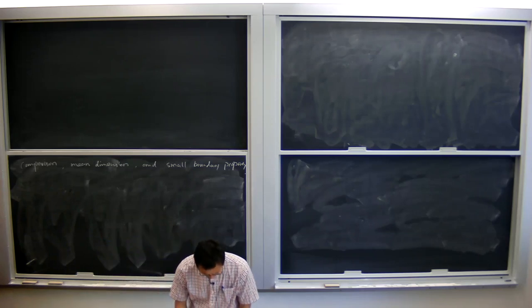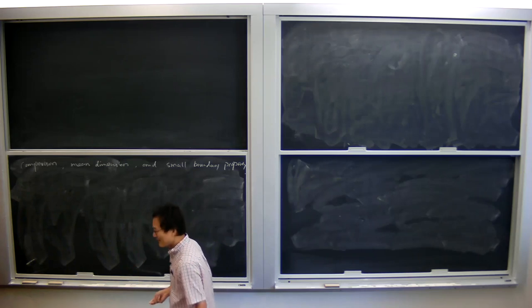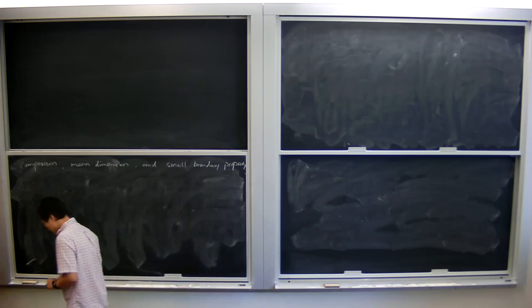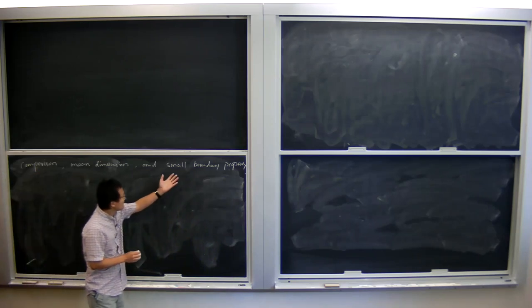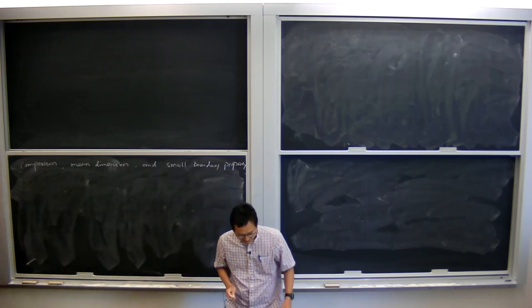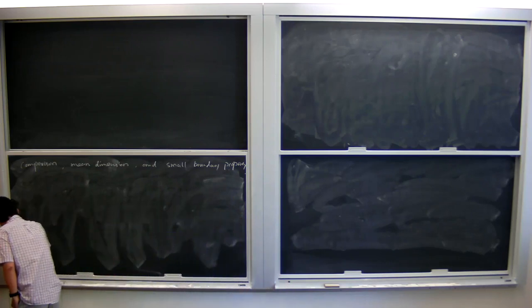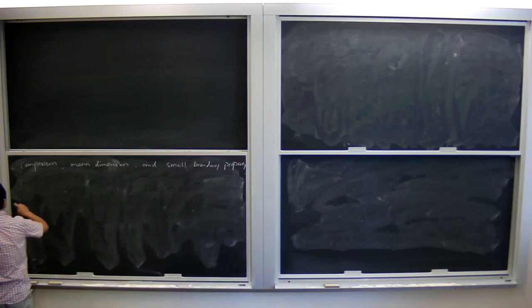So I will basically continue with that study of Villadsen algebras. Let's continue. Well, let's direct it to something about the comparison, maybe mean dimension, then something about the small boundary property. So what is the motivation? So let's continue with the Villadsen algebra first.